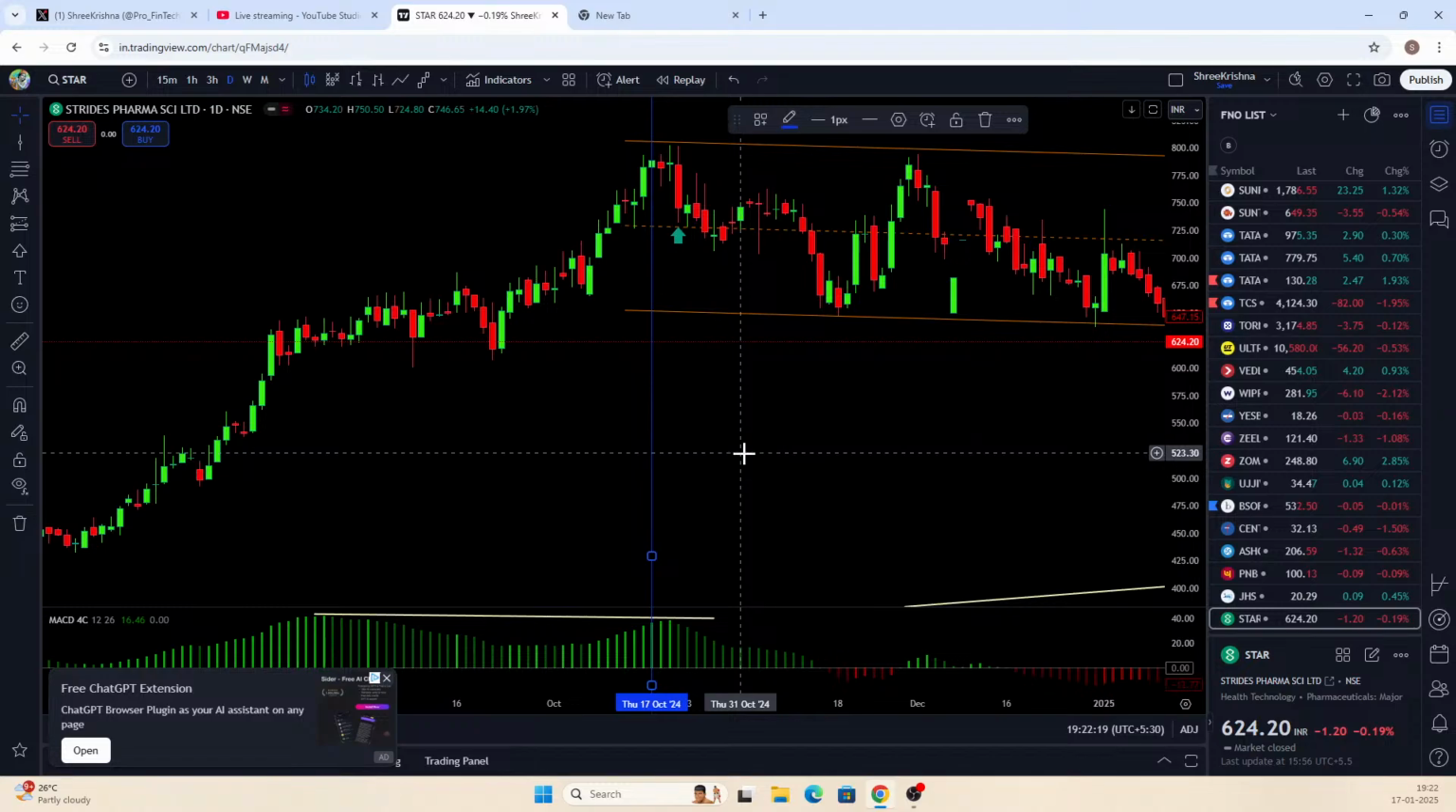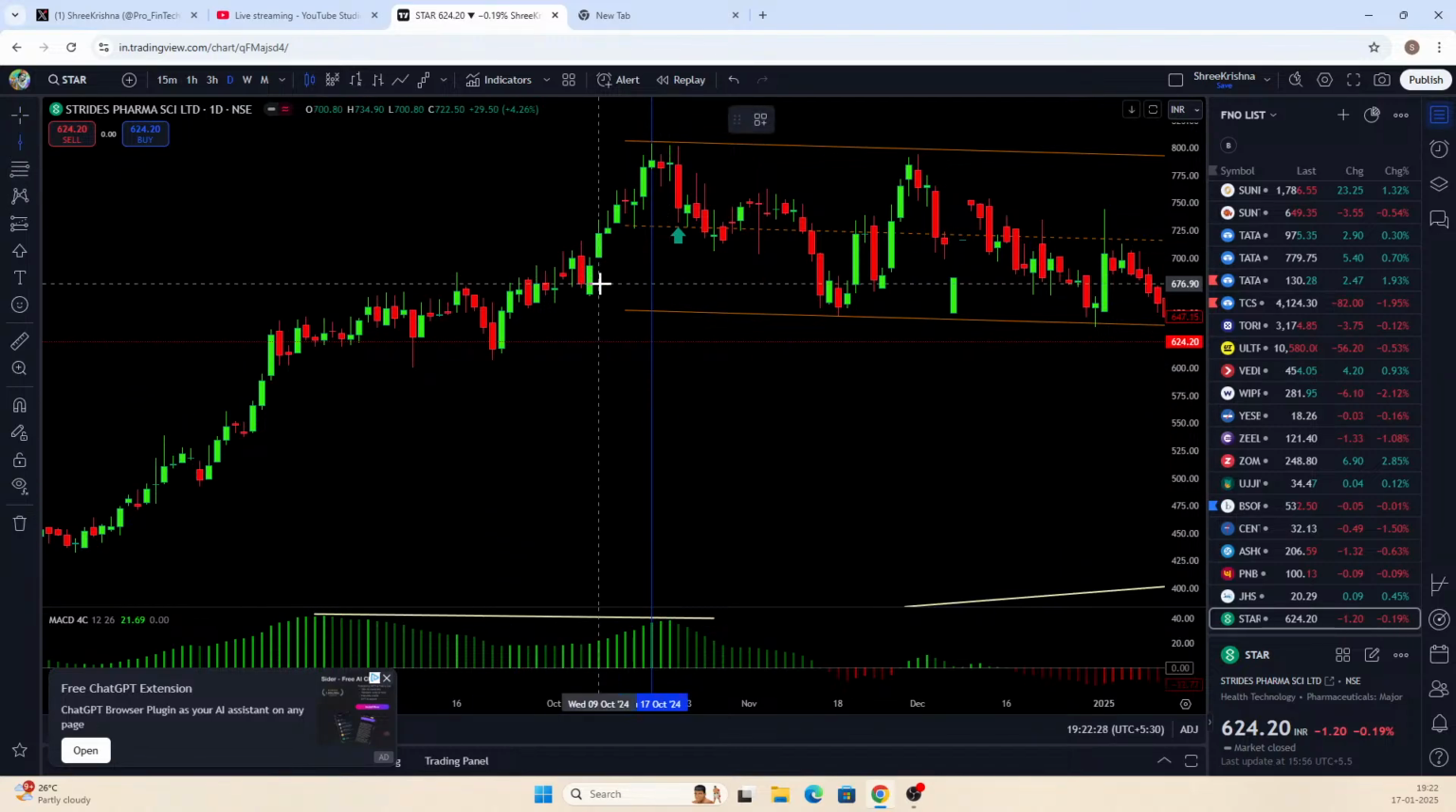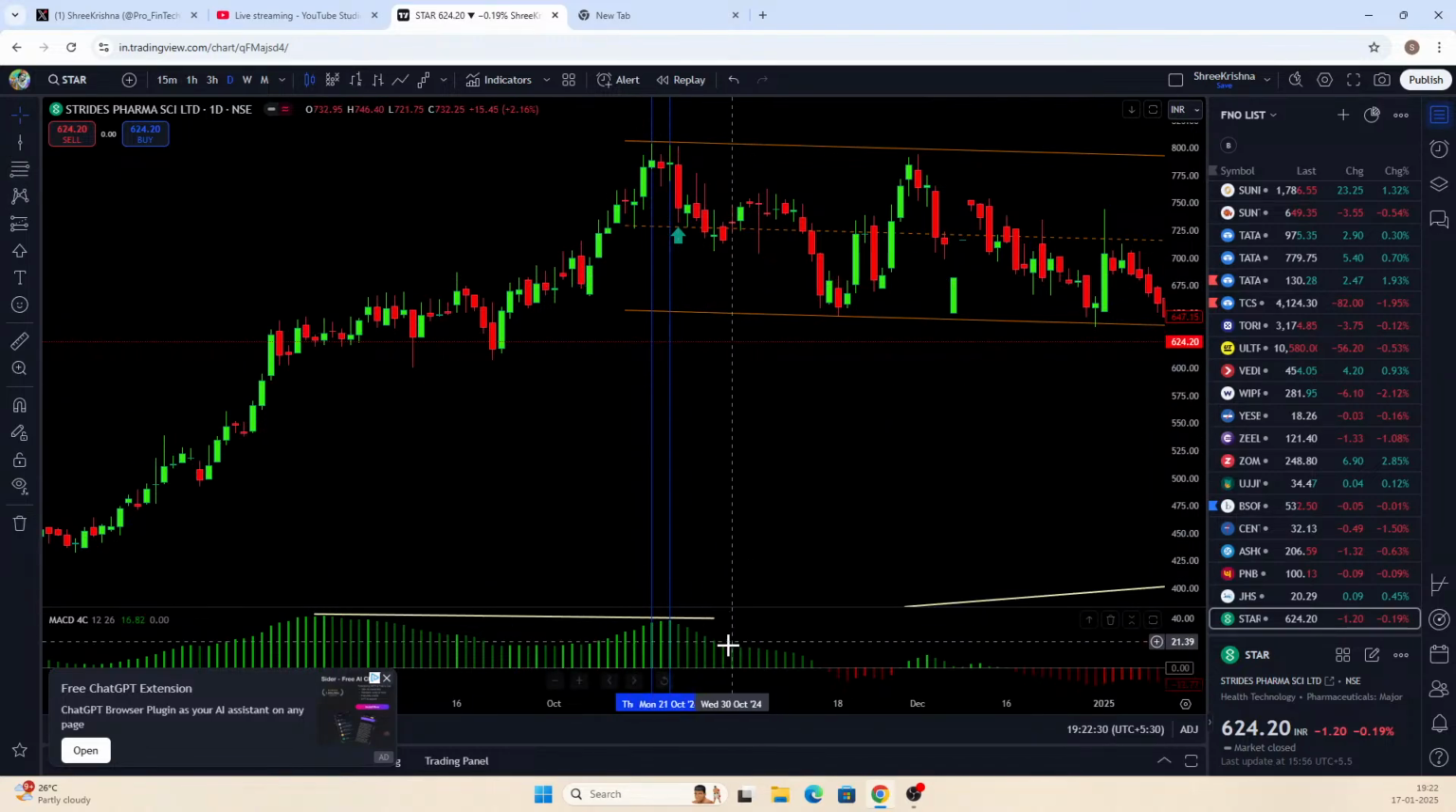This is the high. Okay. After that, you have three bars. That is one, two and three green bars. This is the third green bar. After that, you have a divergence bar here. That is the color change in the histogram. And you have a divergence in the MACD also.